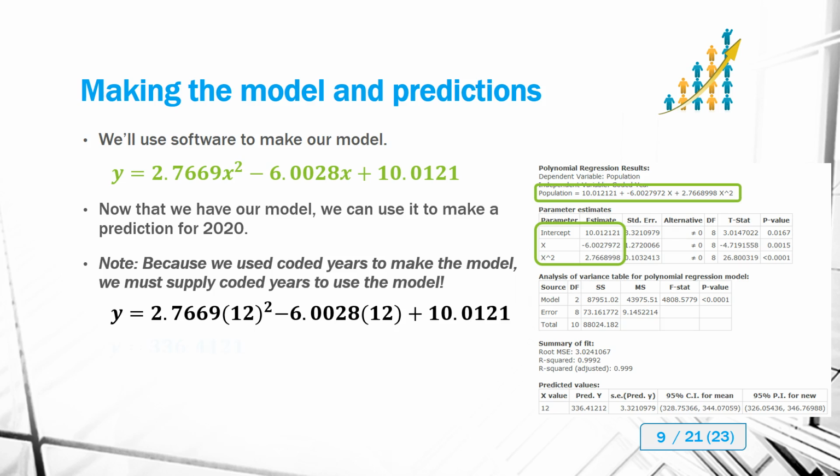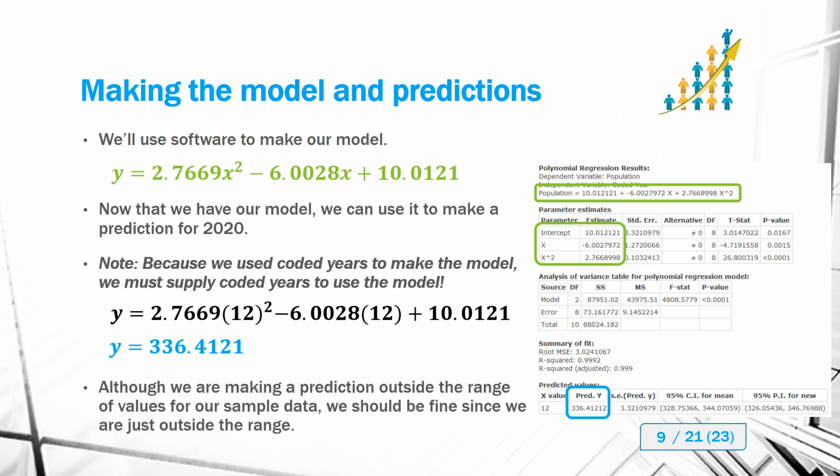When we do that, we get out 336.4121. So a little over 336 million is the predicted population of the United States in 2020, according to this model. Note that in the bottom of our results window, there on the right, we get the same predicted value from the software. So if you input the right predictor value, you can get the same prediction value out from the software.